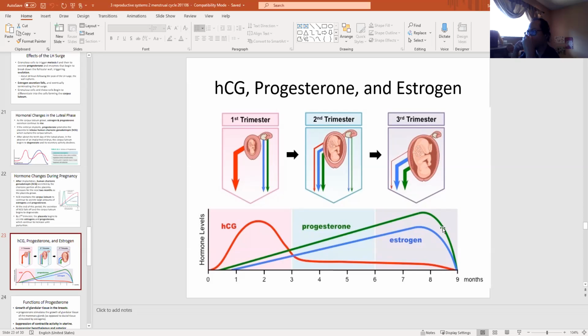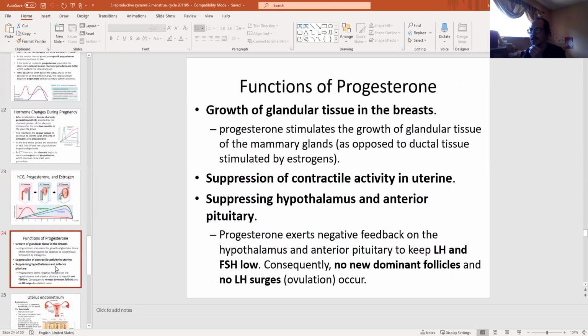So this could be a quiz question, right? Does progesterone gradually increase or decrease during the pregnancy? The answer is increase. Where is it secreted from? In the first 2 months, the progesterone is secreted from the corpus luteum, and in the second and third trimester, it is secreted from the placenta. So that's that.